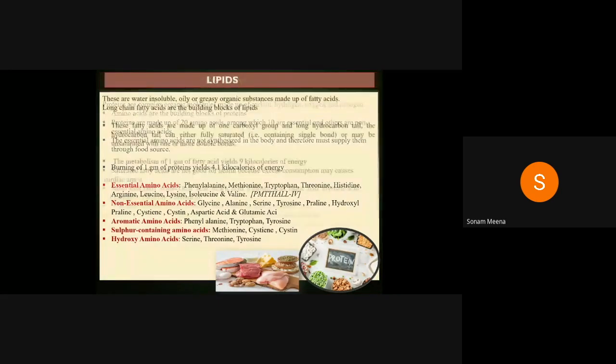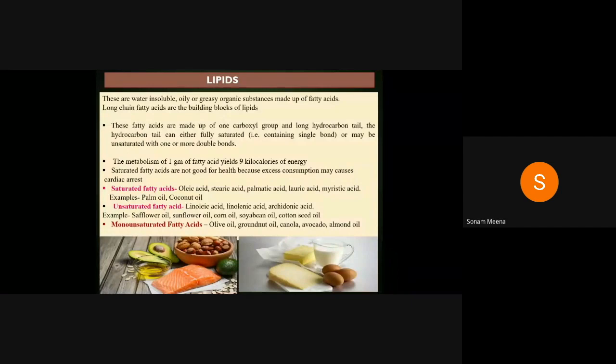And next, lipids. Lipids are water insoluble, oily or greasy organic substances made up of fatty acids. In this, there are two types of fatty acids: saturated fatty acids and unsaturated fatty acids. Saturated fatty acids contain single bonds. Unsaturated fatty acids contain double bonds. Saturated fatty acids remain solid at room temperature. Unsaturated fatty acids are liquid at room temperature.